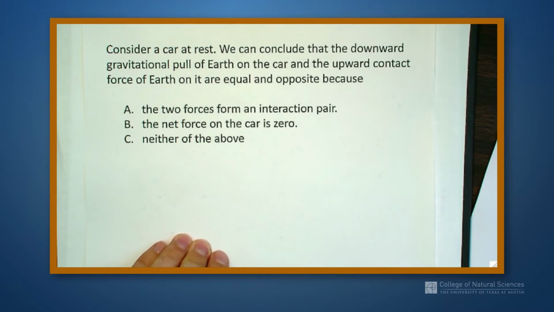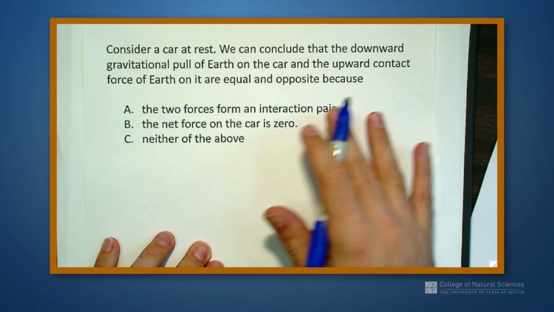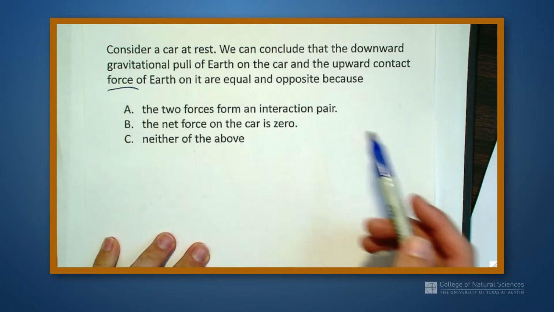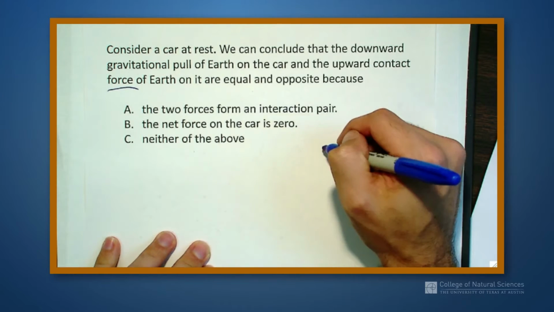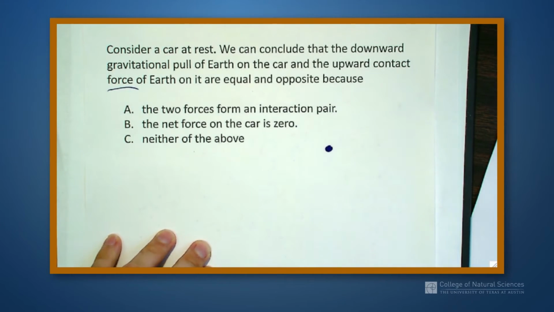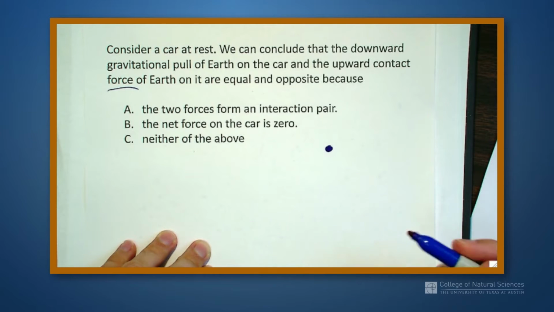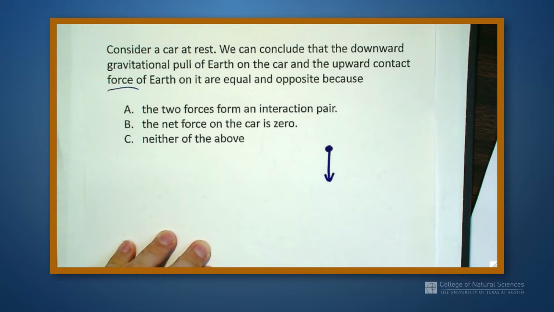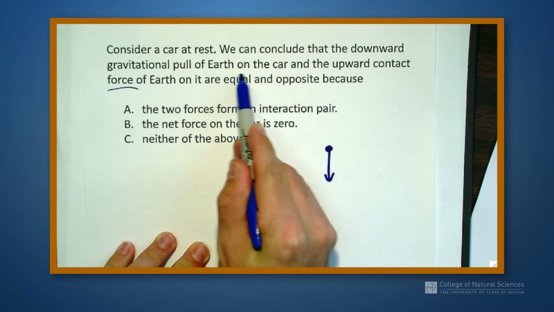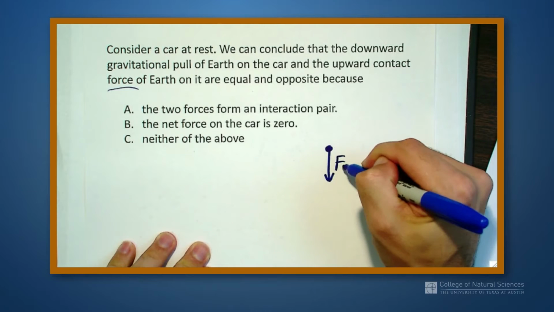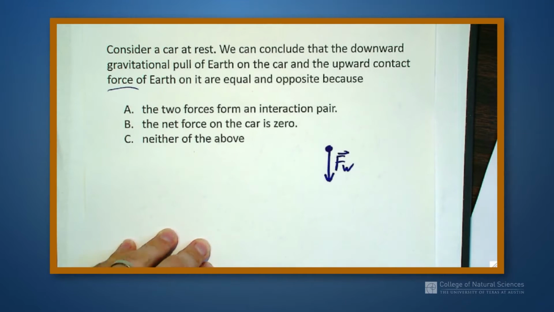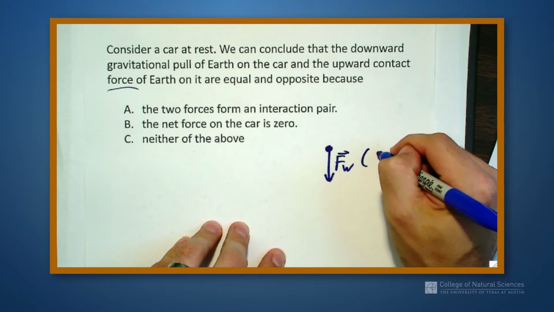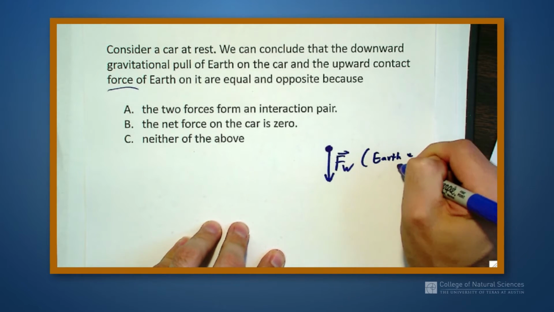Well, whenever I'm seeing problems that deal with forces, we have two different forces, I'm going to draw a free body diagram. So I look at this, and I look at the force downward. The gravity pulls the car towards the Earth. We call this the weight force. Points downward.